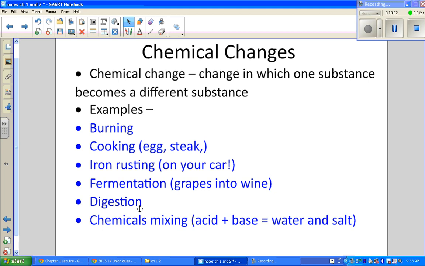Digestion. I will say digestion in the human body. Once you eat something, you can't get that food back in its original form. It's gone through your body and changes into a different form. This last one is the one people find the easiest because anytime chemicals are mixing and you recognize a chemical name like an acid or a base, salt and water, you just assume that that's chemical. And it is. Okay?